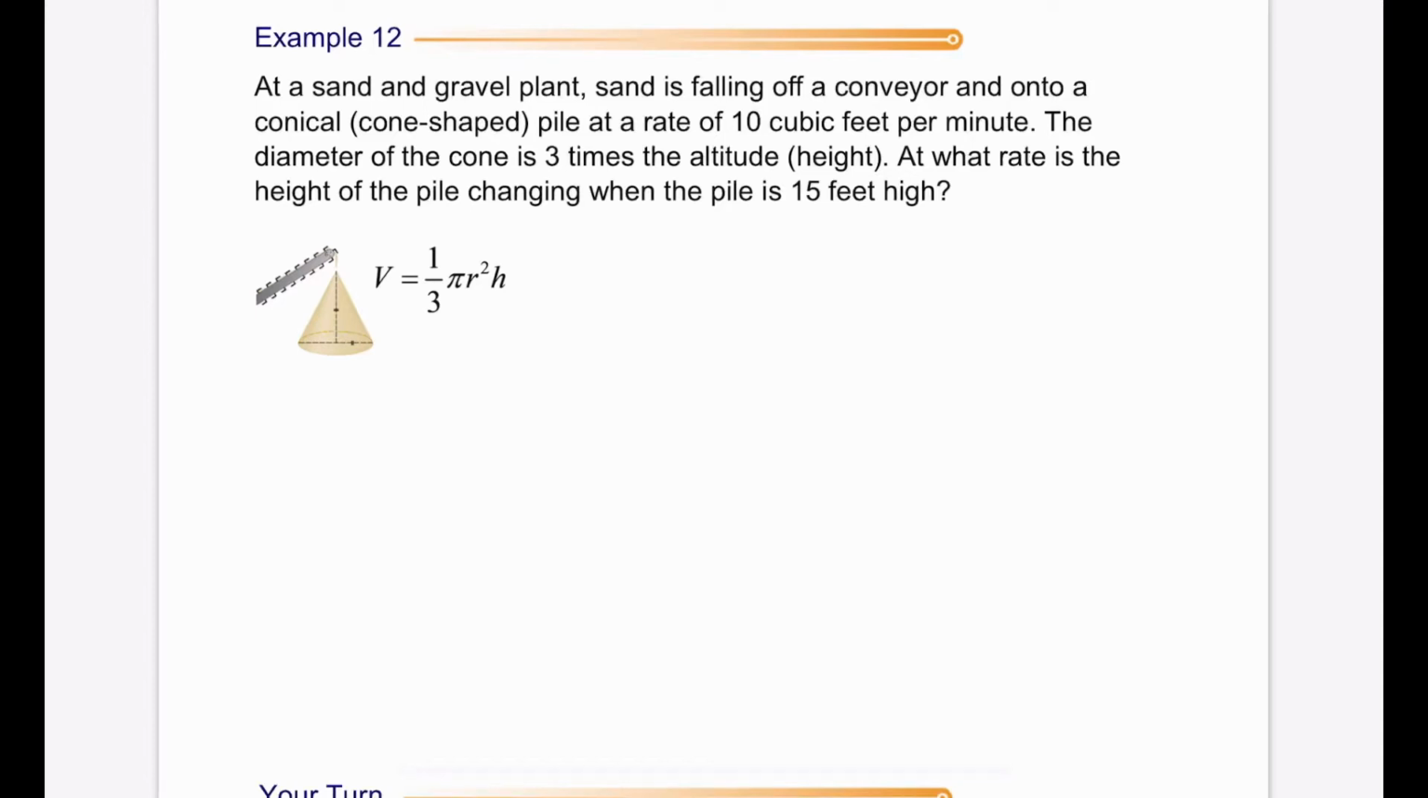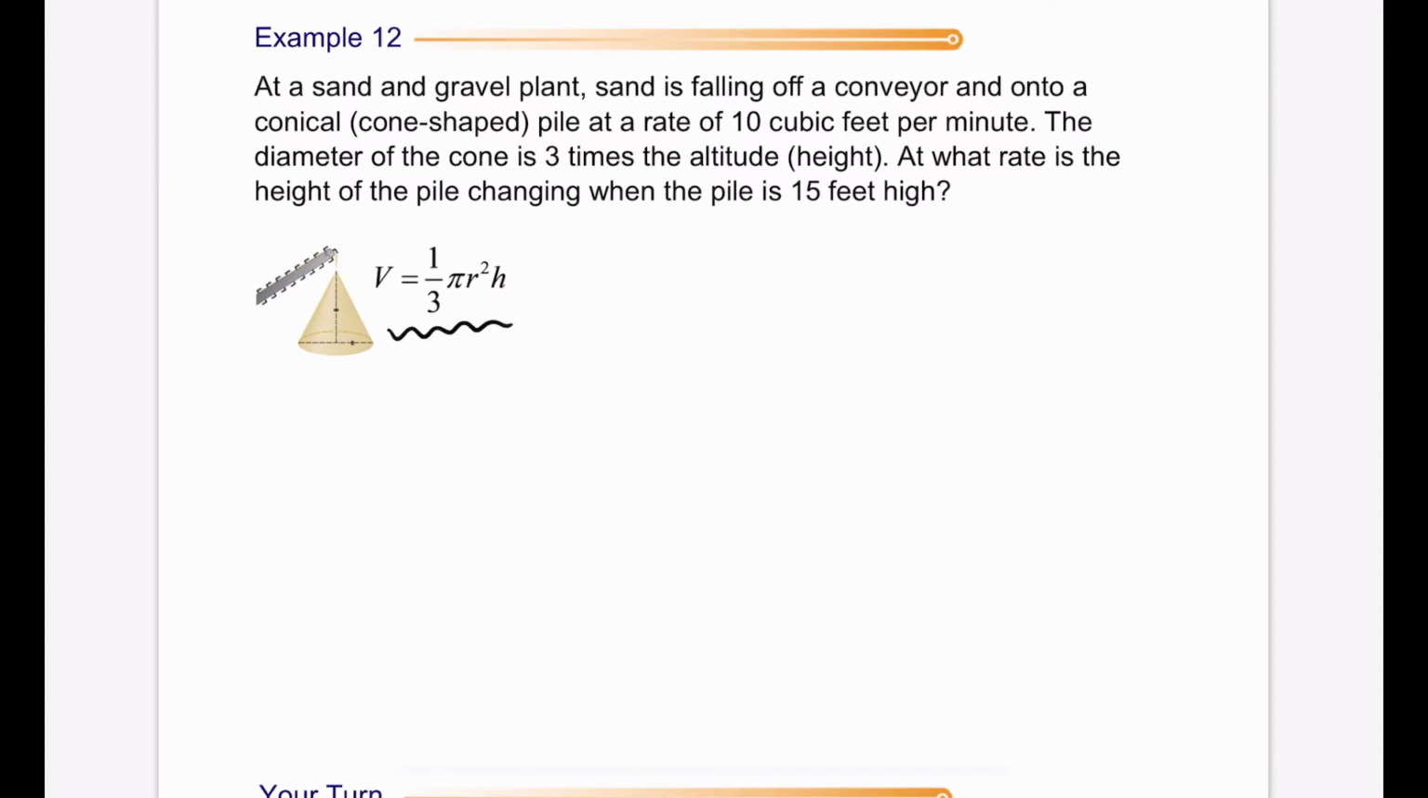Hello everyone, so now we're going to do example 12. This is also a derivative with a cone and we're given our volume formula, which is lovely. So our question says, at a sand and gravel plant, sand is falling off a conveyor belt on a cone pile at a rate of 10 cubic feet per minute. The diameter of the cone is 3 times the altitude, or the height. At what rate is the height of the pile changing when the pile is 15 feet high?